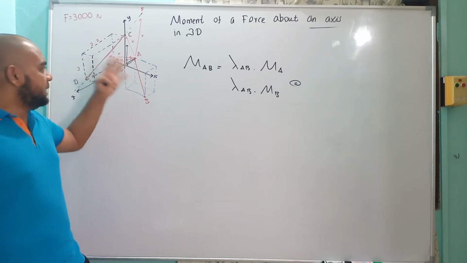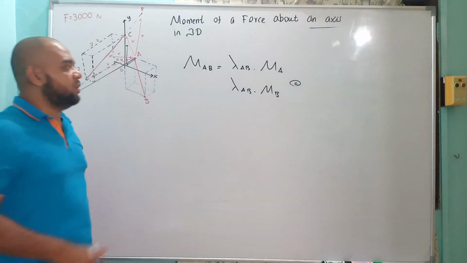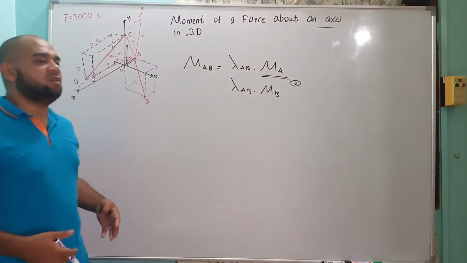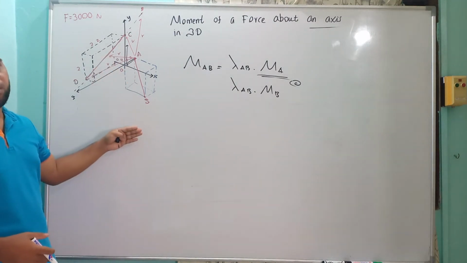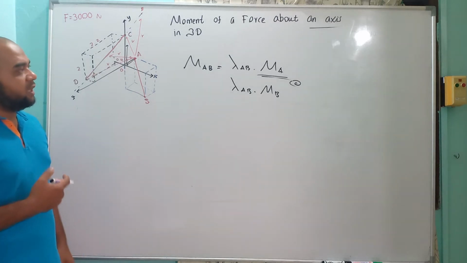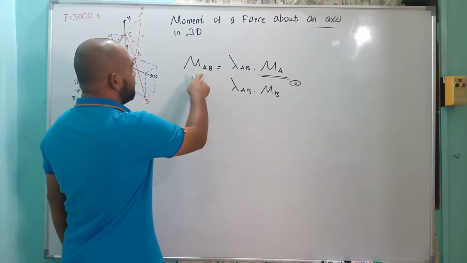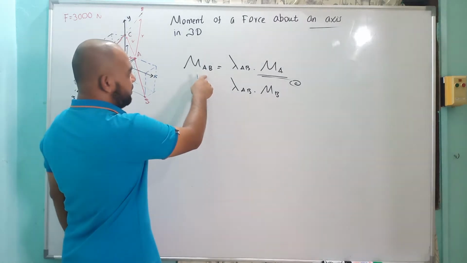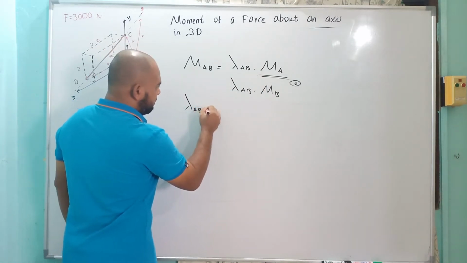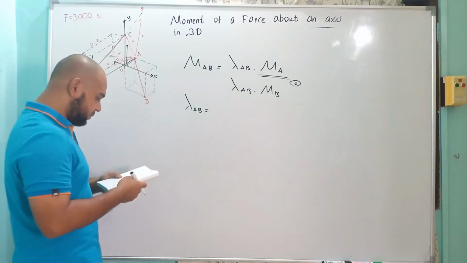But since in this example we have already calculated the moment about point A, I will use this one, the moment about point A. If you do not yet have the answer for point A, you can choose point B. It doesn't matter, you will have the same answer. So what is lambda AB now? Moment AB is the moment of a force about axis AB, using MA, so we go to lambda. Okay, lambda, and what else do we have? We have lambda AB.